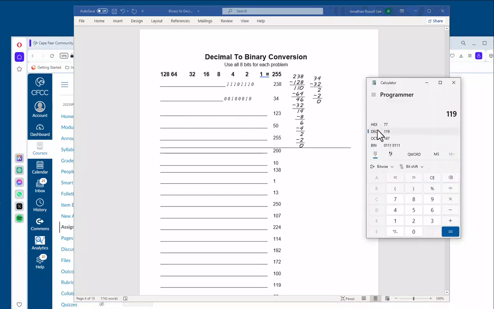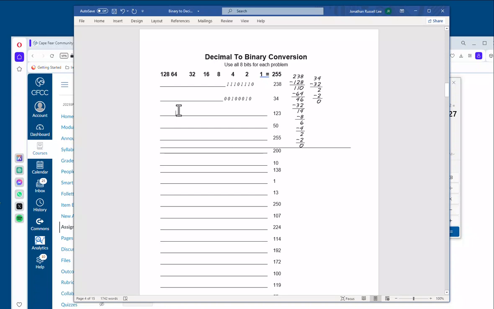Hang on. Let's go into decimal mode and clear this. All right, so where was I? Right here, 123. Okay, I don't have any 128s. I do have a 64. So I'm going to say 123 minus 64 equals 59. So I've got a 1 in the 64's place. And then do I have any 32s? Yes, I do. So I'm going to subtract off a 32. Now do I have any 16s? Yes, so I'm going to put a 1 in the 16s column.